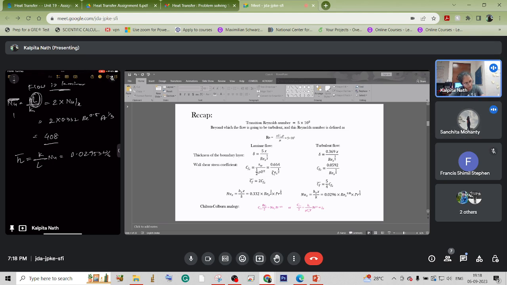k is 0.02953 watt per meter degree Celsius. This is k upon L, 1.5 meter, into 408, the Nusselt's number. This is 8.03 watt per meter square degree Celsius.